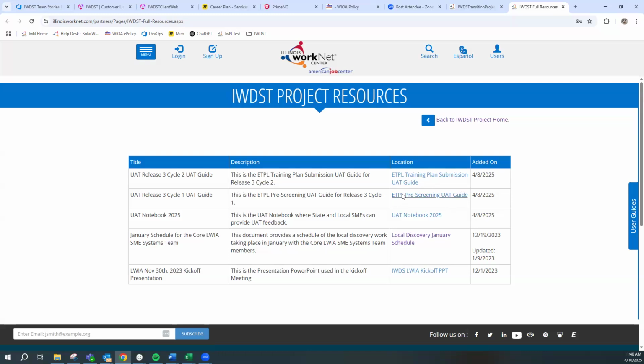We do already have the ETPL pre-screening UAT guide up here, the one that'll be done the following week, the training plan submission. We already have that guide out here, so it'll be a nice way for you to view it. And then we will also send them out via email every week before we do UAT also. So just a quick heads up on that so that we won't have to maintain access anymore. You shouldn't lose access partway through, which I know had happened to some of you before.